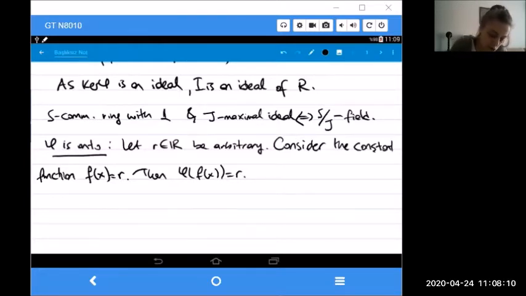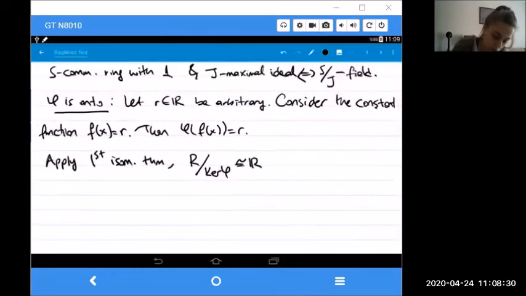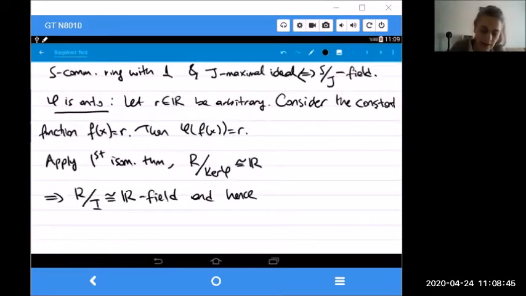Okay, so phi is onto, so apply the first isomorphism theorem. What we have is that R over kernel phi is isomorphic to the field of real numbers, and we know that kernel phi is equal to I. So R over I is isomorphic to the real numbers, which is a field, and hence, since the quotient of R by an ideal is isomorphic to a field, this means that I is a maximal ideal.